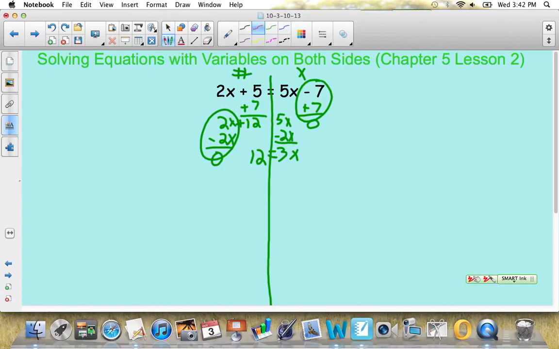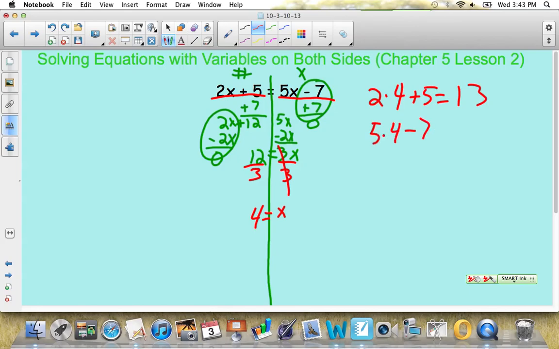Now I can actually solve. Divided by 3 to cancel that out. Divided by 3. So 1x, or just x, is equal to 4. So in other words, these two equations that are up here are equal to each other if x is 4. I could prove that really easily. 2 times 4 plus 5, 13. 5 times 4 minus 7, 13. Cool. I solved it right.